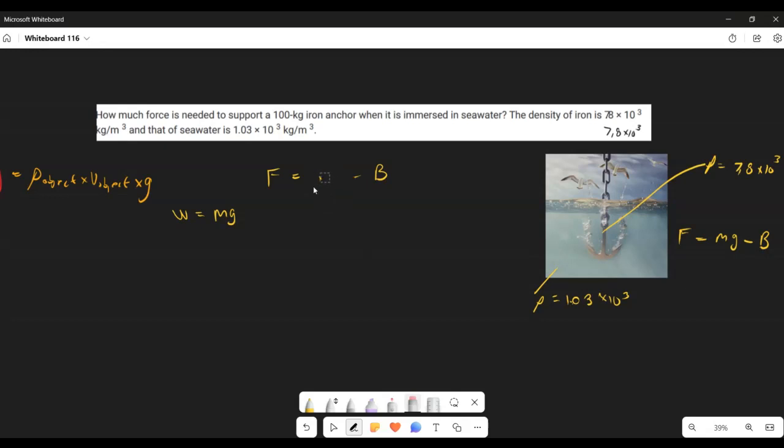Guys, we're awfully quiet, eh? So that's 100 times 9.8. All right, you're going to get an answer. And for your buoyant force, it's going to be rho fluid. We need a volume of the fluid. And we're going to need g. Guys, are you seeing what's happening here? If you're lost, please say so.